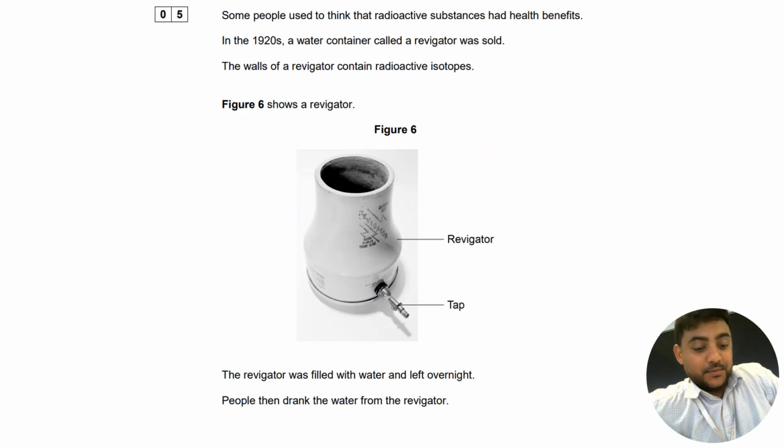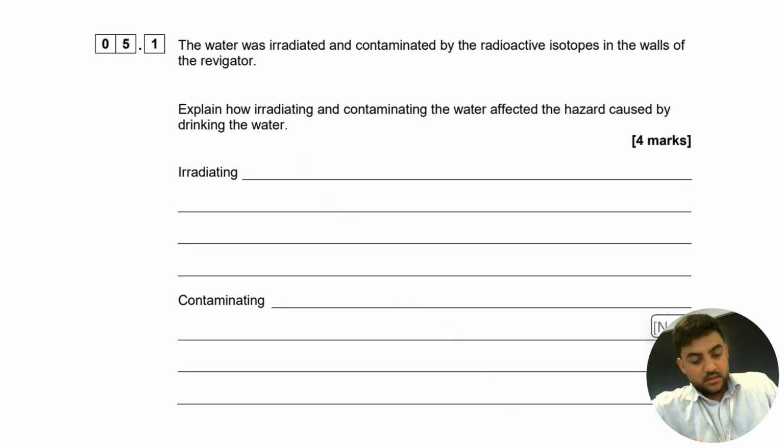So this question. Some people used to think that the radioactive substances had health benefits. In the 1920s, a water container called Revigator was sold. The walls of a Revigator contained radioactive isotopes. The Revigator was filled with water and left overnight. People then drank the water from the Revigator. The water was irradiated and contaminated by the radioactive isotopes in the walls of the Revigator. Explain how irradiating and contaminating the water affected the hazard caused by drinking the water.